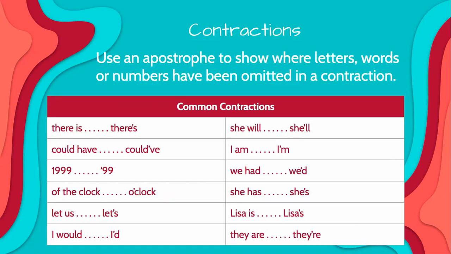We use them to show a letter has been omitted. So here are some common examples. I'm not going to read those, but take a moment to look over them. I do want to just highlight the second one on the left column. Could have becomes could've.